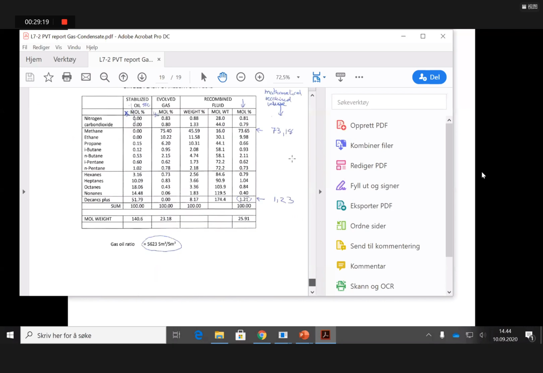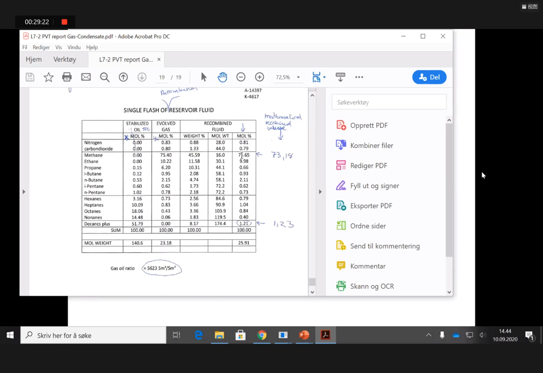So 73.18, that's the value of the mathematically recombined one. This is in a way the recombined one based on the real flash of the real recombined fluid. And the gas oil ratio for this gas condensate in a flash process is 5,623. That's the GOR of the reservoir fluid at the initial conditions. And if you remember, there was a rule of thumb that gas condensates typically have GORs from 3,000 up to 30,000.